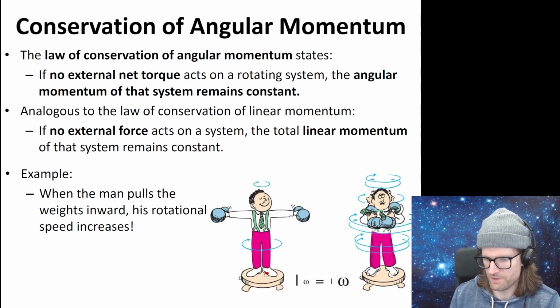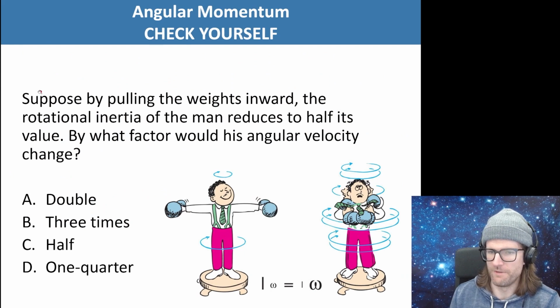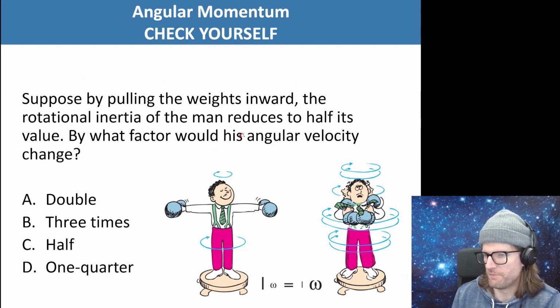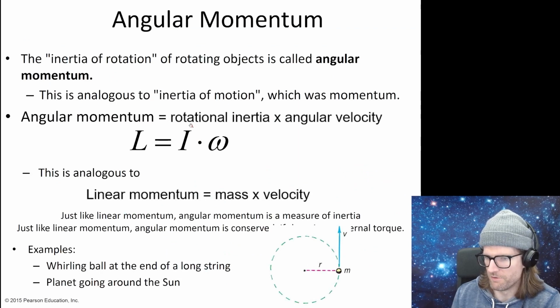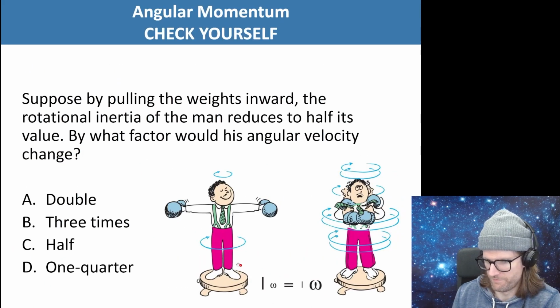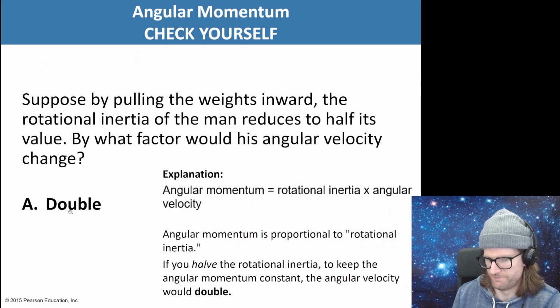So when this person on this turntable pulls the weights in, their rotational speed goes way up and they get dizzy. Okay, let's do a problem. Suppose by pulling the weights inward, the rotational inertia of the man reduces to half its value. By what factor should his angular velocity change? Well, let's look at the formula. We're going to reduce this by half, which means we're going to double that, because we know this is the same before and after. There we go. Double.